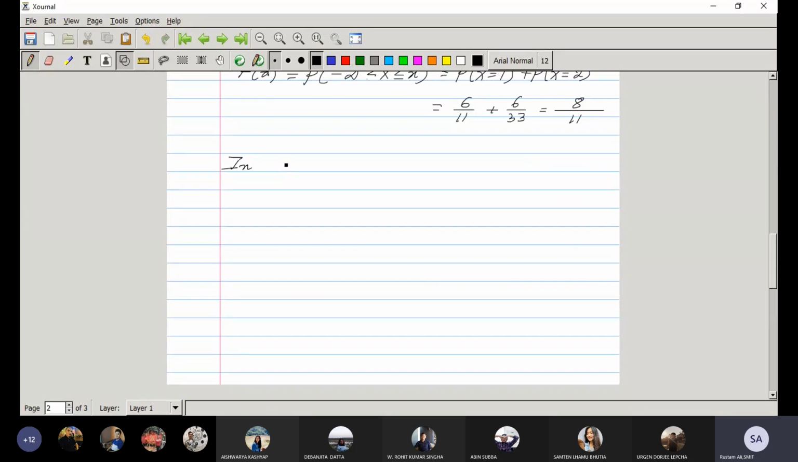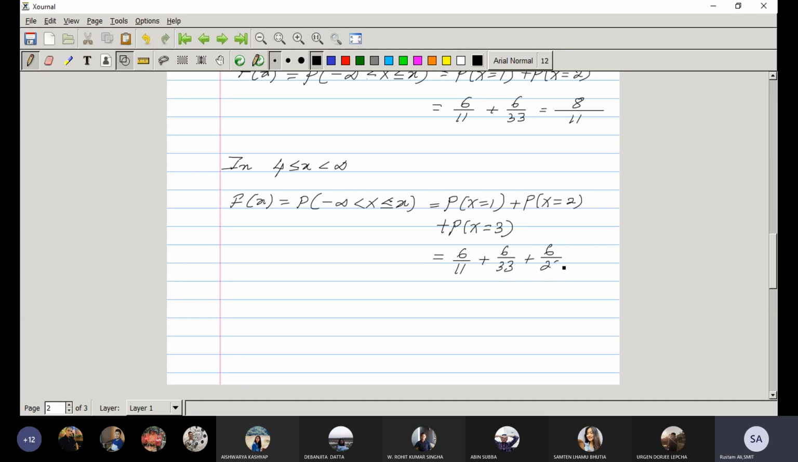So 4 less than or equal to x less than infinity, capital Fx, probability minus infinity less than x less than or equal to x. So it will get probability located at the point x equal to 1, probability located at the point x equal to 2, plus probability located at the point x equal to 3. So that will give you 6 by 11 plus 6 by 33 plus 6 by 22.